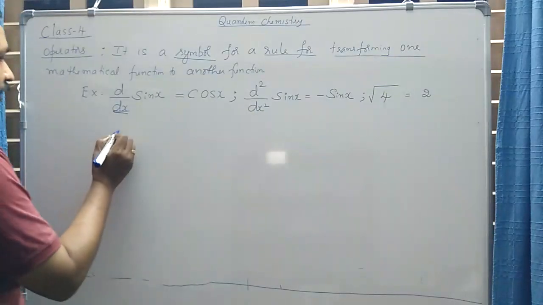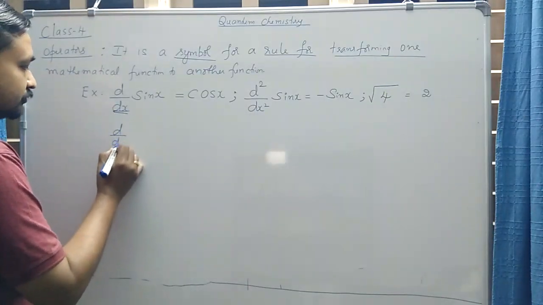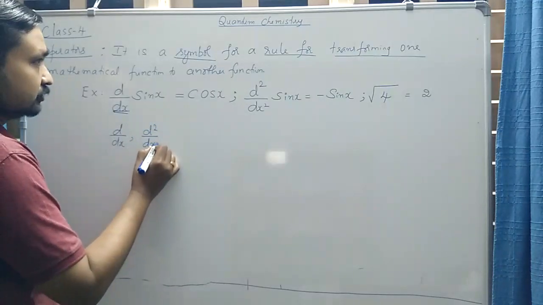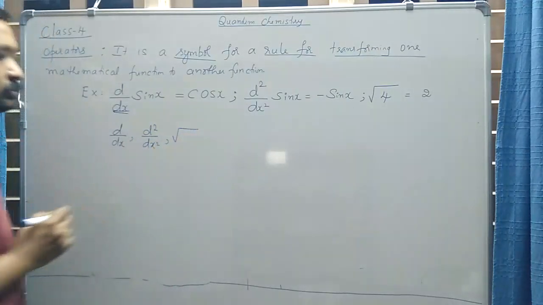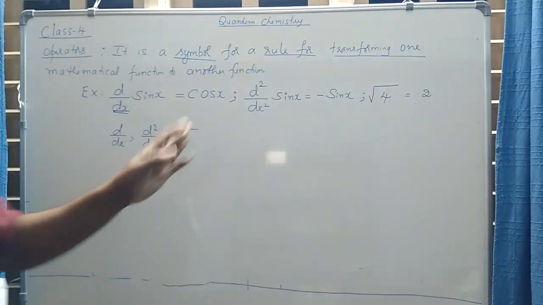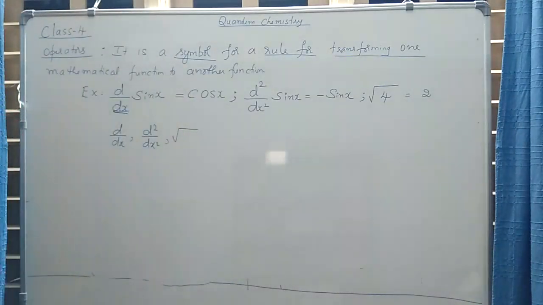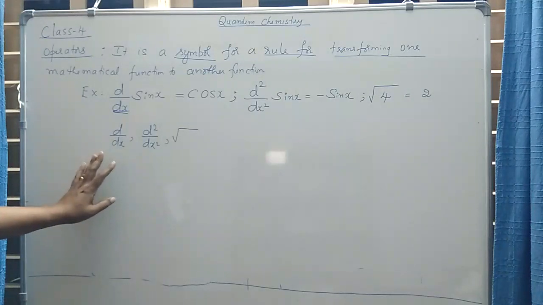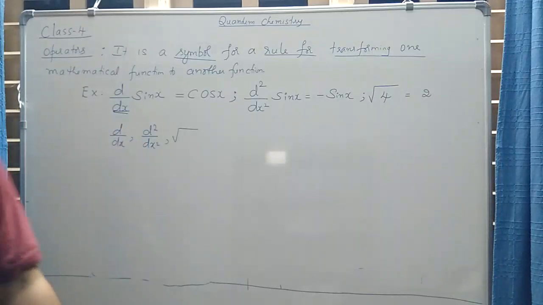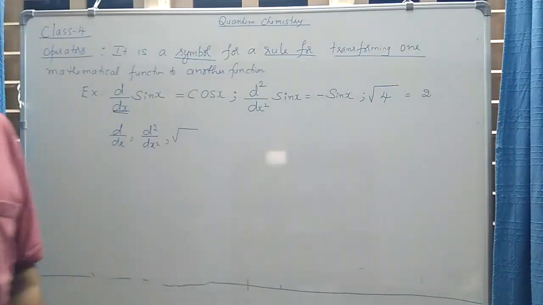So d by dx, d square by dx square, and square root are all examples of operators. These symbols are different and they carry their own meaning. The symbol d by dx represents a rule which is different from the rule represented by d square by dx square. So this is the definition of an operator.